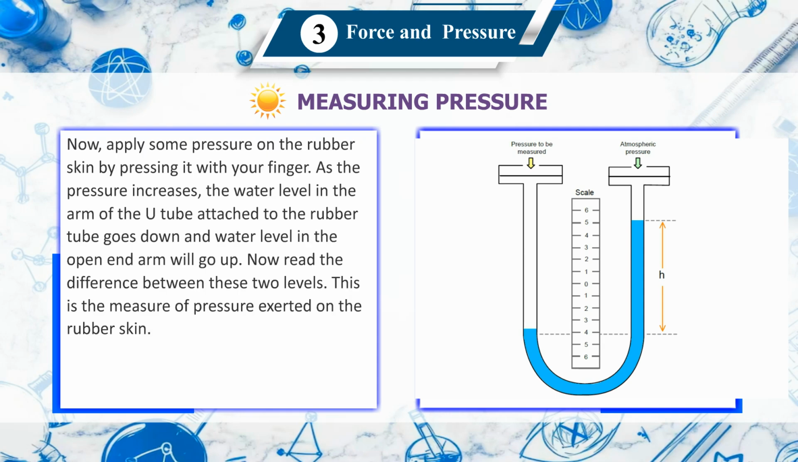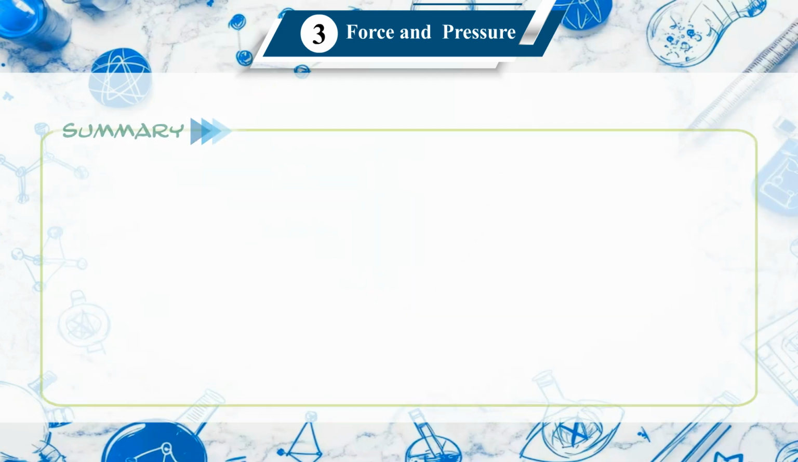Now, apply some pressure on the rubber skin by pressing it with your finger. As the pressure increases, the water level in the arm of the U-tube attached to the rubber tube goes down and the water level in the other arm will go up. Now read the difference between these two levels. This is the measure of pressure exerted on the rubber skin.